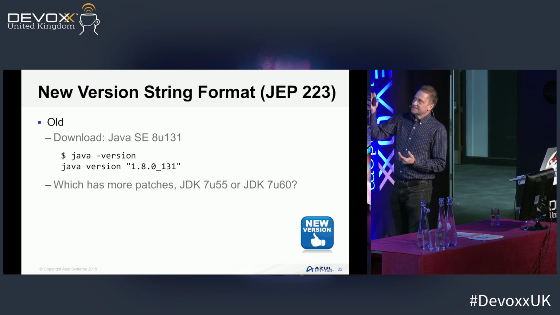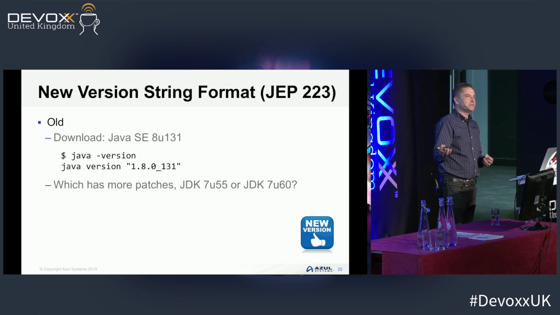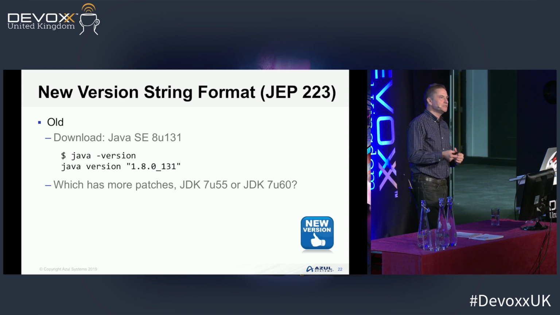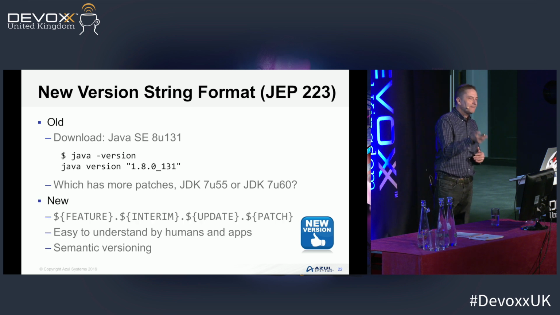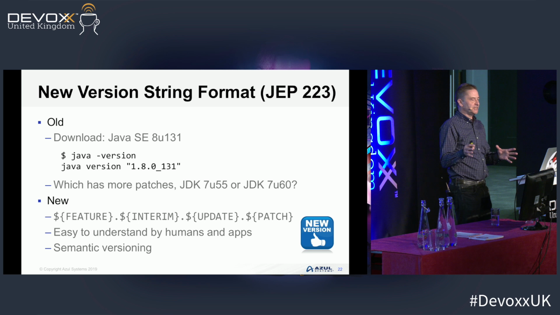Also problematic is understanding which has more patches. So 7 update 55 or 7 update 60, which would you expect to have more patches? Well, logically, update 60 should have more. No, update 55 actually has more patches than update 60. Don't ask me why. We now have what hopefully will be the last ever version string format for the JDK.